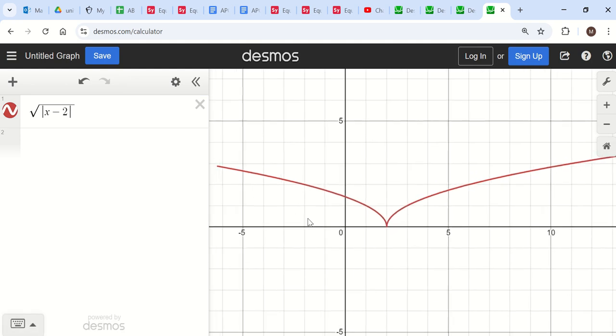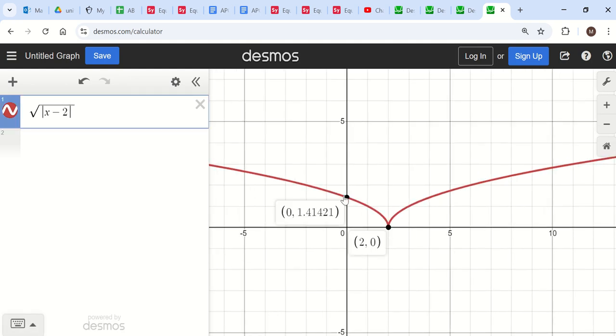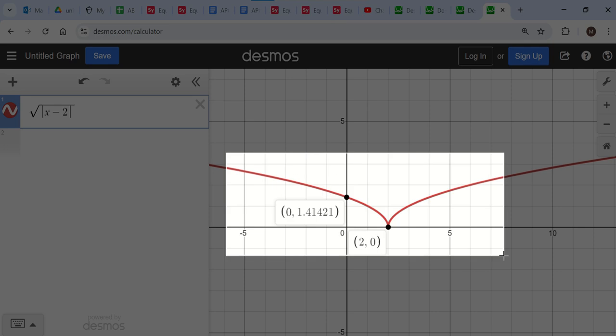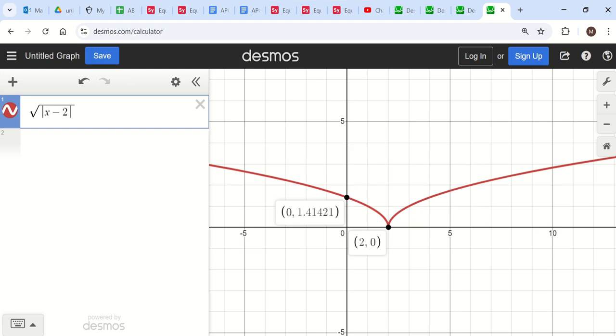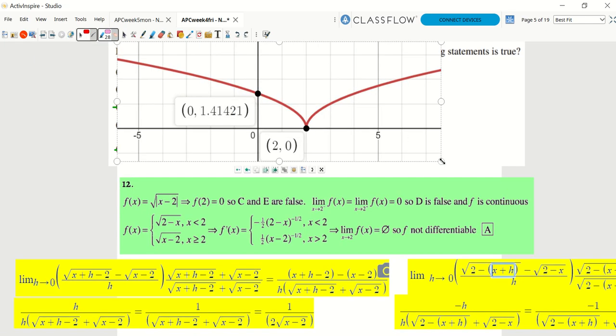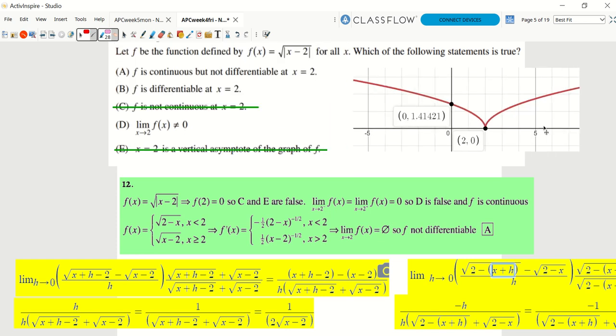Your graph looks like that. This point's unnecessary. Okay? Now, D is going to be false also, okay?